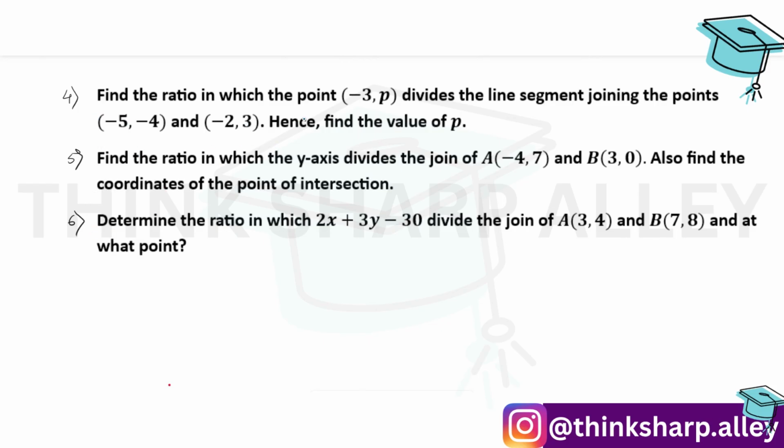Now in question number 4, you can see we have to find the ratio. So once again, whenever the question is to find the ratio, our first statement should be let the ratio be k:1. Now in question number 4, you can see y coordinate is missing. So you can easily use the x coordinate and find the value of k. Once you get the value of k, you can use the value of k to find out the y coordinate, right? We will move on to the next question.